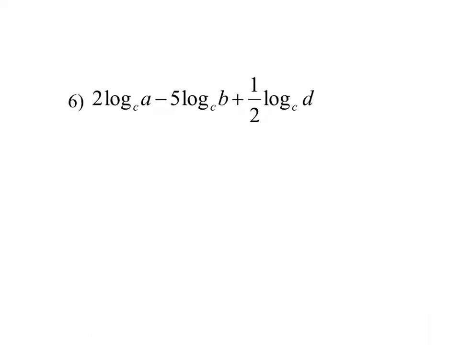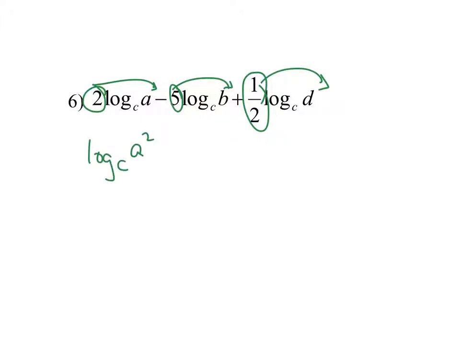Okay, number 6, deal with your exponents first. So we're going to take that 2 and bring it up, and the 5, remember, just the 5, not the negative. So this is log base c of a squared minus log base c of b to the 5th plus log base c of d to the 1/2. Now it's all not multiplication, so this is how I like to do this.